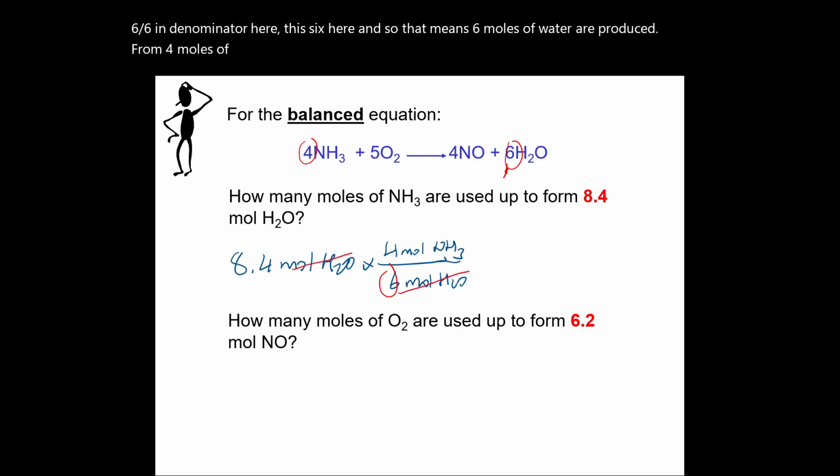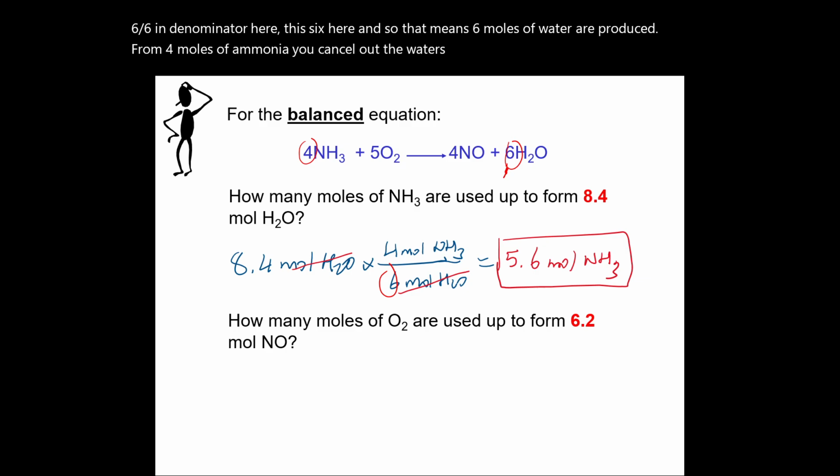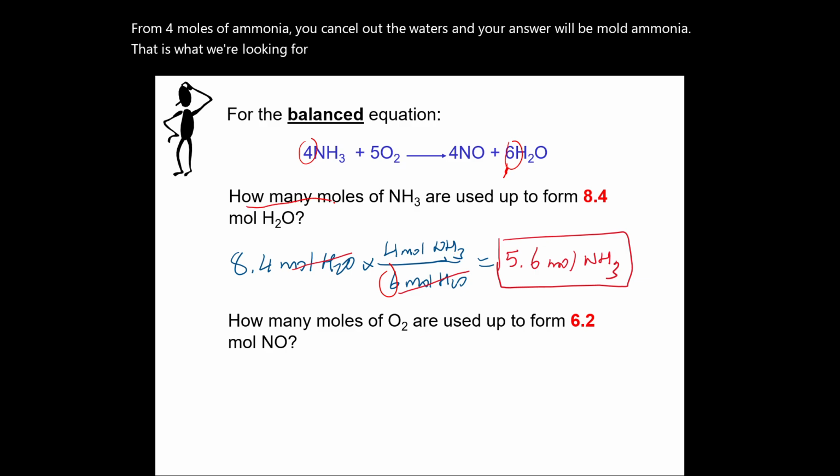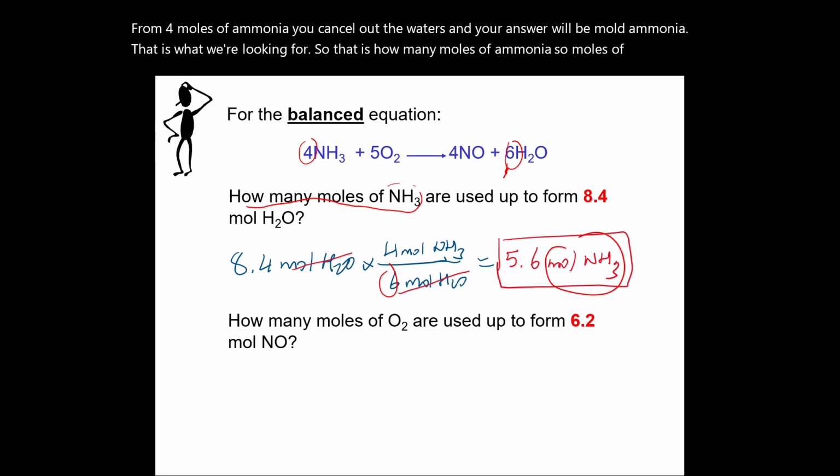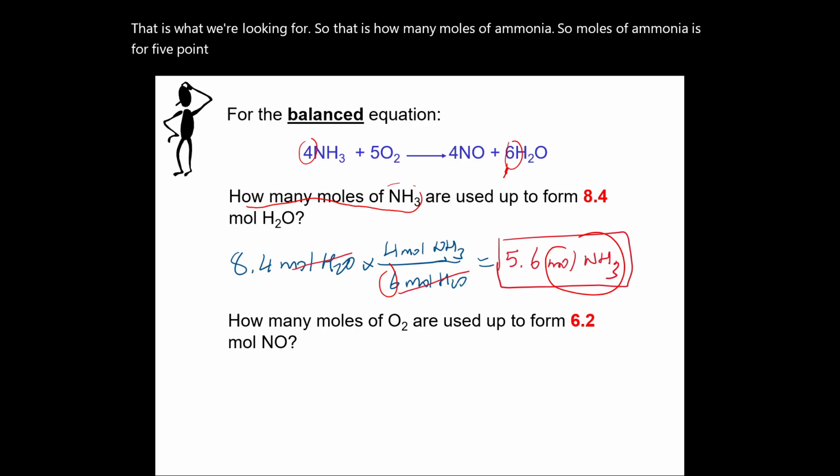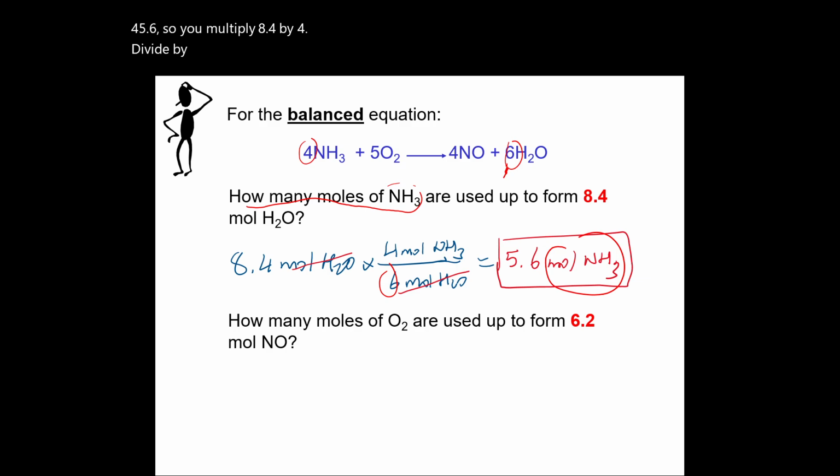You cancel out the waters, and your answer will be moles of ammonia. That is what we're looking for. So you multiply 8.4 by 4, divide by 6, and you come up with 5.6 moles of ammonia that has to be consumed to form 8.4 moles of water.